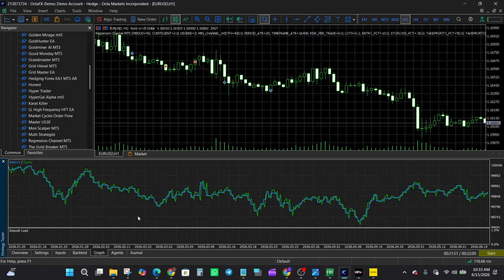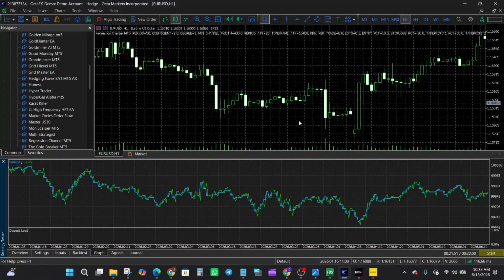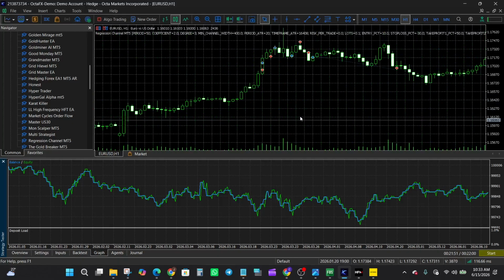Overall, the Regression Channel EA provides a structured regression channel based approach with configurable channel calculations, ATR-based volatility inputs, risk management controls, and partial profit taking functionality. If you are interested in exploring channel-based automated trading, it's worth spending time in the strategy tester and evaluating how the available settings influence historical performance before considering any live deployment.